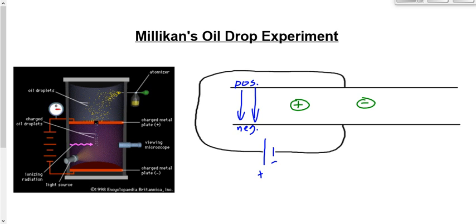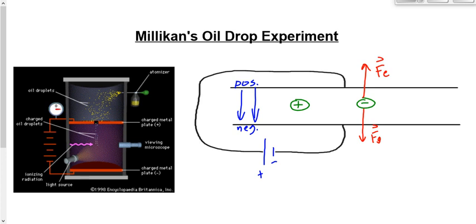I want to look at both types of charges here, the positively charged oil droplets and the negatively charged oil droplets, but first let's look at the negative. There are two forces that act on this negatively charged oil drop. There is firstly a force of gravity acting down, because gravity acts down on anything with mass. And in this case, there is also an electric force acting up.